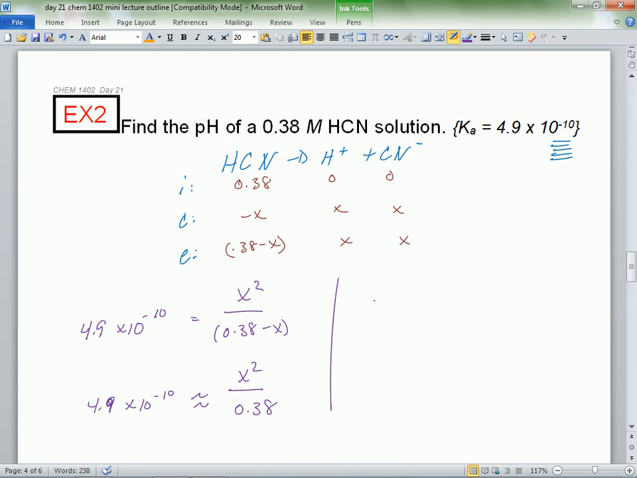So this is as far as I got. I set up the ICE table. All right. Anybody get an X? What'd you get for your X? You didn't take the square root? Not yet?